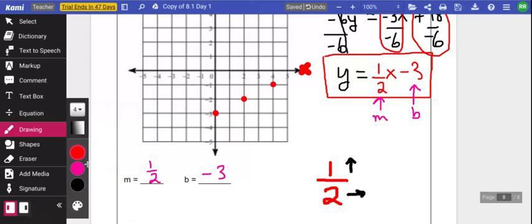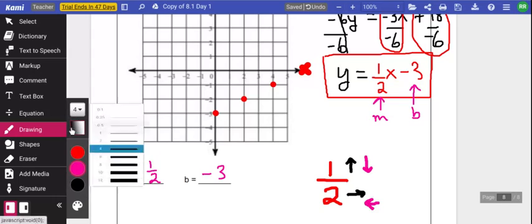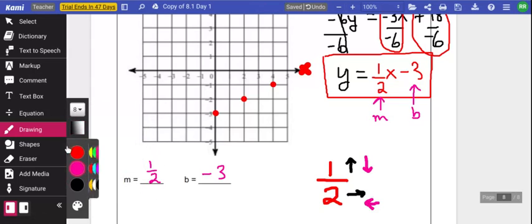Okay, now what if we were to go the other direction? So let's change the direction of both arrows. Instead of going up and to the right, I would go down and to the left. Okay, so let's do that. From my original B, -3 here, let's go down 1, left 2. I was a little off there. Down 1, left 2, down 1, left 2, okay? And those dots should be on the same line.